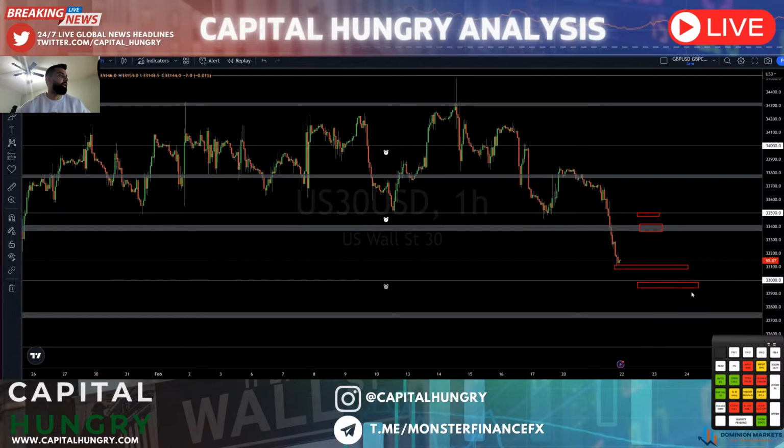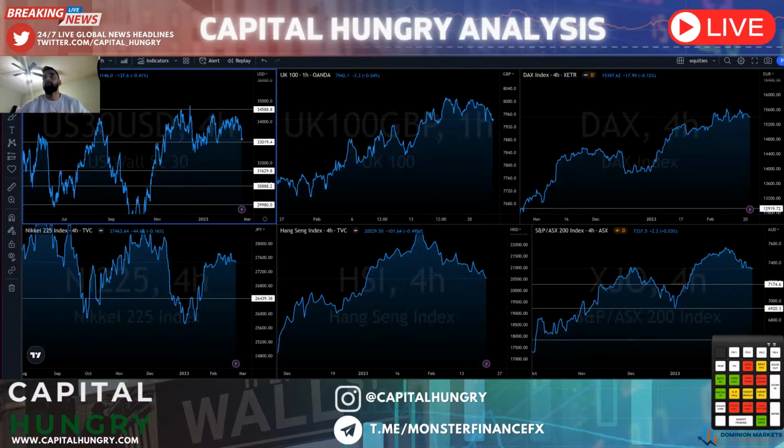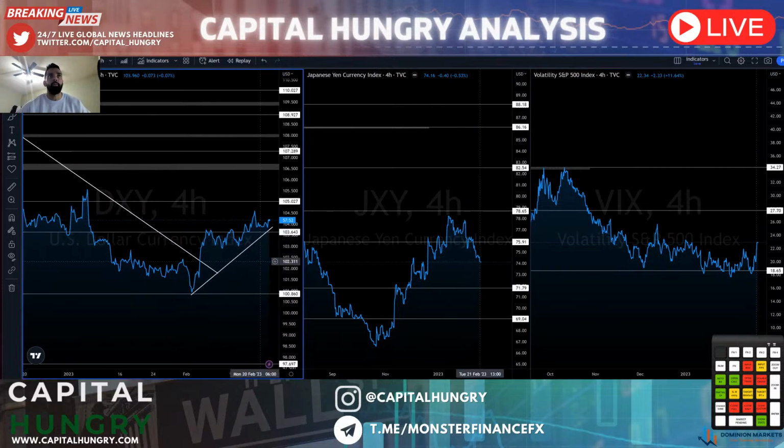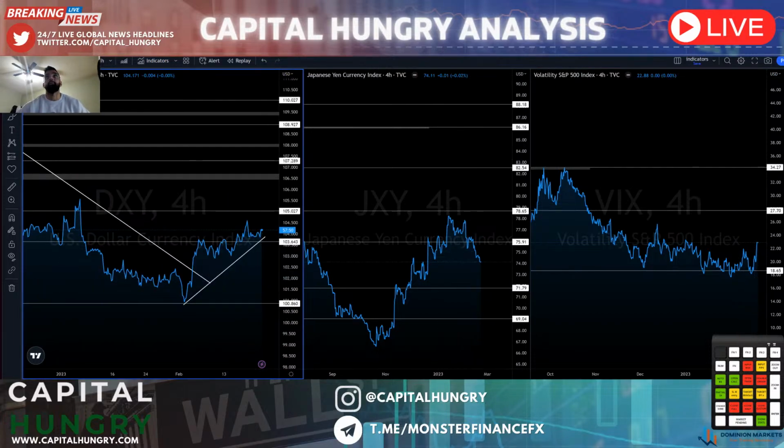Red boxes just being the sell zones I'm looking at. Correlation confirmations and sentiment confirmations include global equities turning more bearish, VIX holding the support and breaking above 22, dollar still holding strength, and dollar domination still extending there.